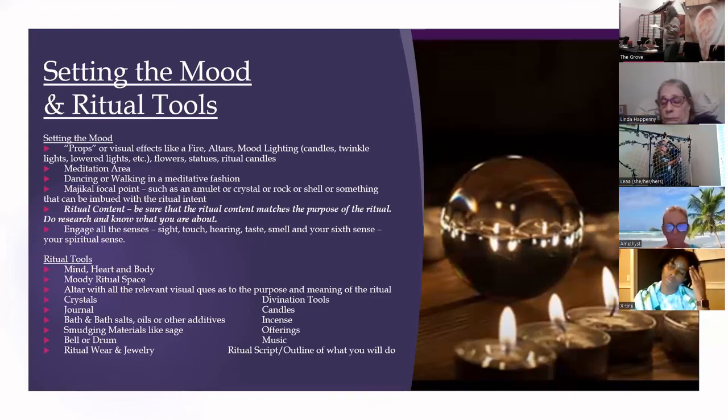So another great one is just talking about mood setting. A moody setting for your ritual is a great ritual tool. An altar that has visual cues that are relevant for whatever you're trying to achieve, whatever that happens to be. Crystals, a journal, divination tools, candles, bath salts, oils, or whatever that is. Smudging materials, incense, offerings, a bell or a drum. A bell or drum can be the starting and ending of things.